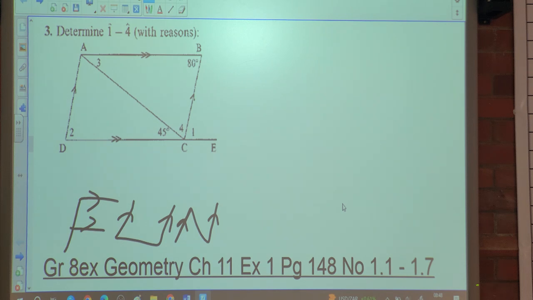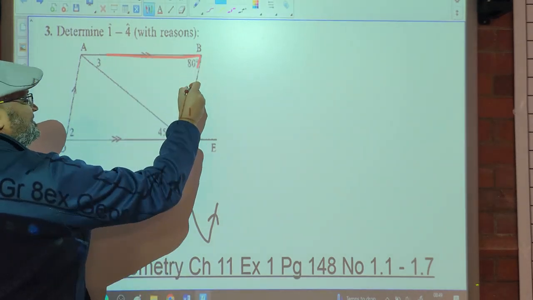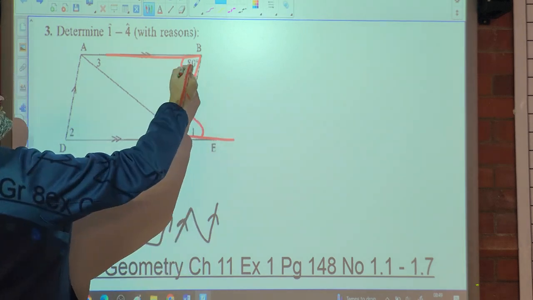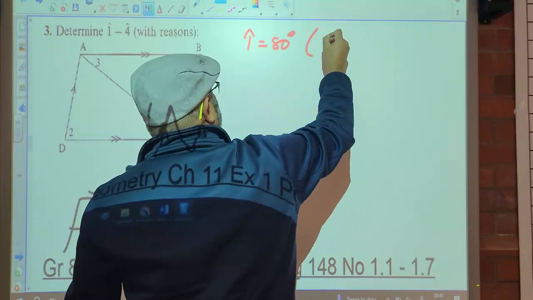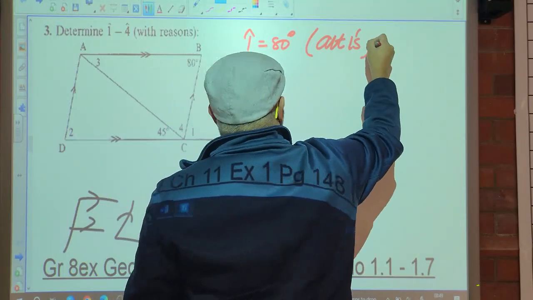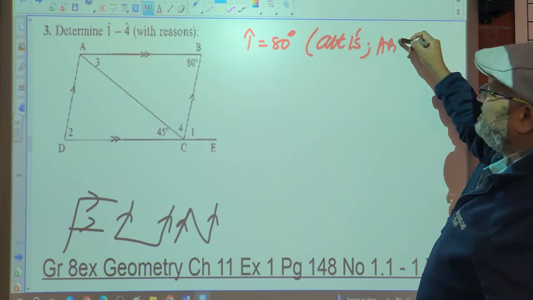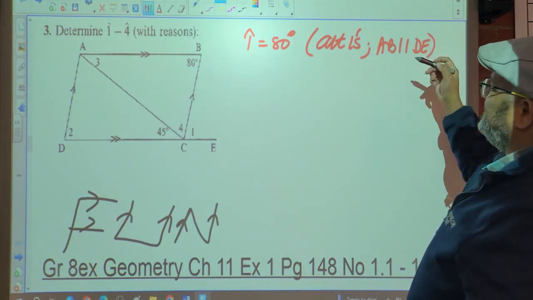Okay. People, numbers 1 to 4. We try and do it in order as far as possible. If we can't, then of course we just do whichever. Order is not important. Are you going to do one? Alternate angles, yes. Nice. Here's a Z. So angle 1 is equal to 80 degrees. We said it's alternate angles with AB being parallel to DC.